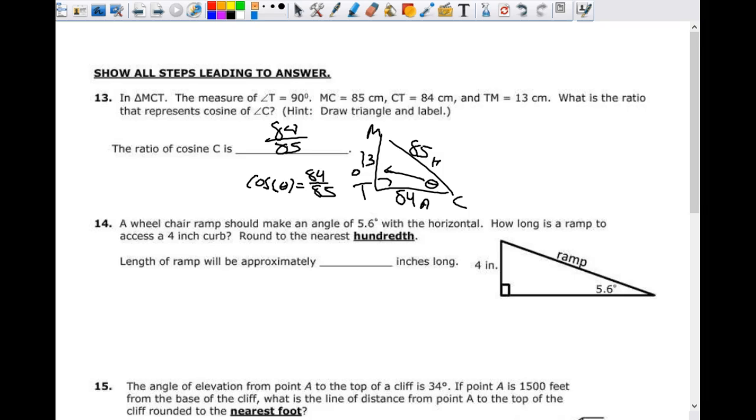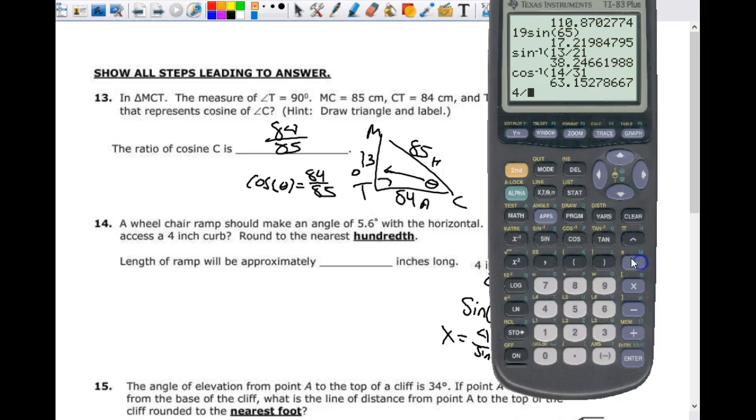This one, it's asking how long will the ramp be? I'm going to just scratch this out and solve for x. You don't even really need to read the problem. All you have to do is look at the picture, solve for x. We have an opposite, we have a hypotenuse. Opposite over hypotenuse is sine. So sine of 5.6 is equal to opposite 4 over hypotenuse x. Once again, x is on the bottom, so we have to do a flip-flop. x is equal to 4 over sine of 5.6.